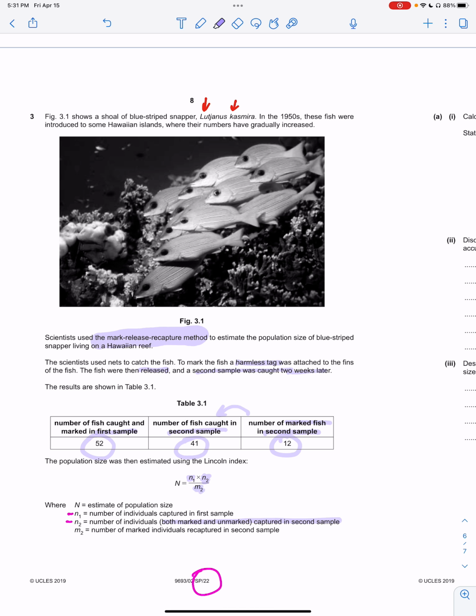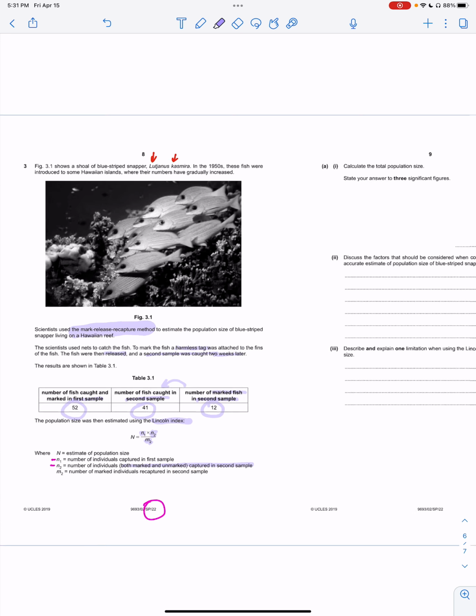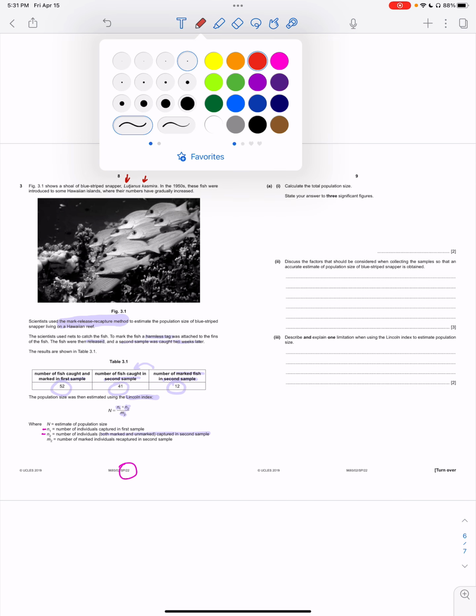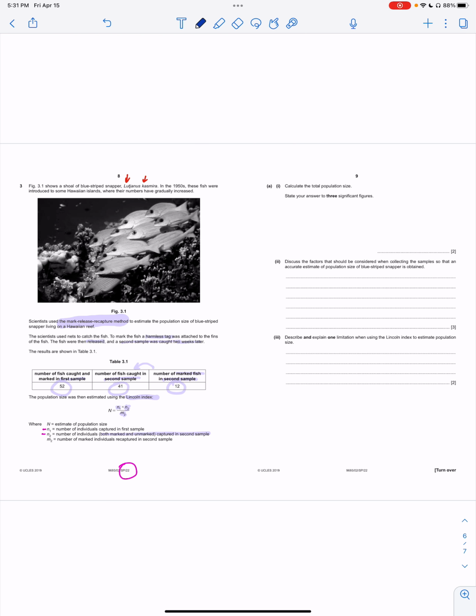Okay, and so this is, again, the Lincoln Index. You don't have to memorize it, but you do have to be familiar with it, and you do have to know how to use it. Of course, you'll all be using calculators on your Cambridge exam. All right, so calculate the total population size. 52 times 41 all over 12. I'm getting my calculator out. That's going to be 2,132 all over 12.